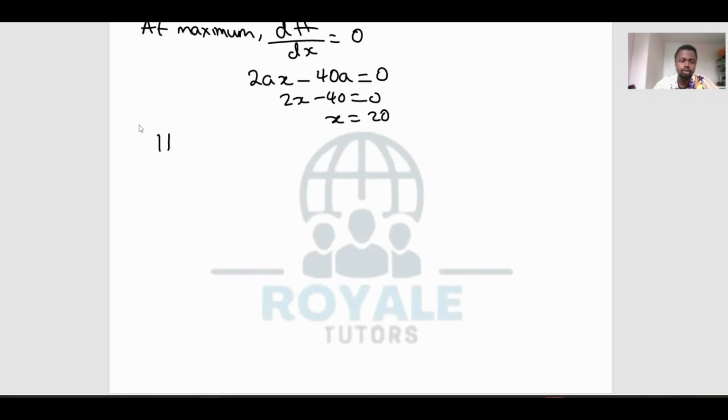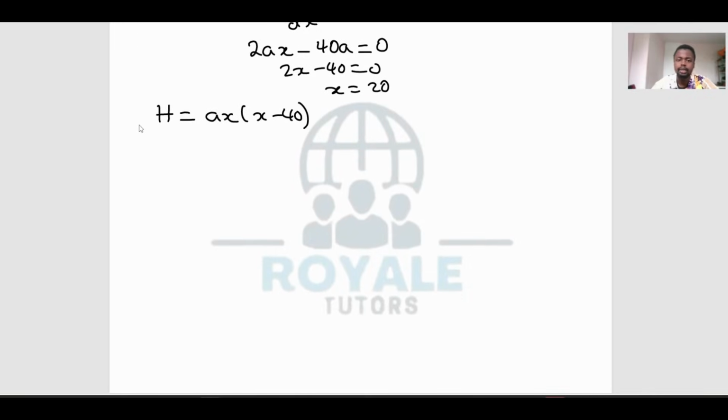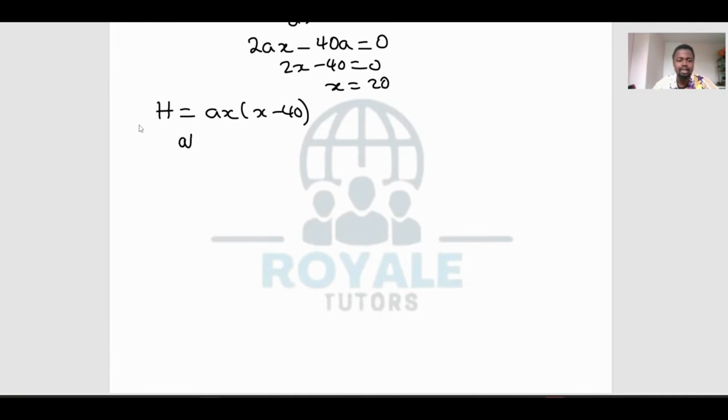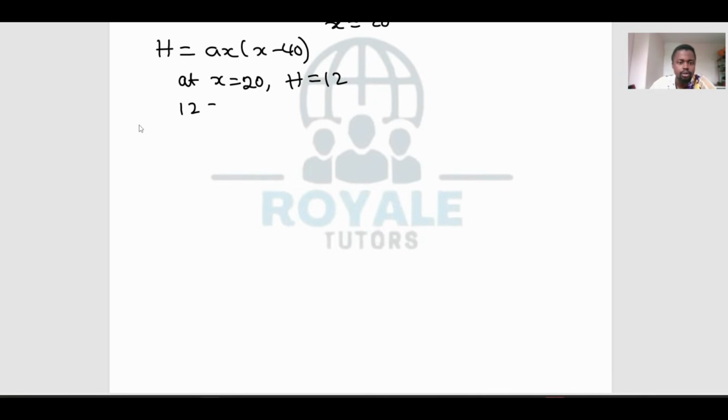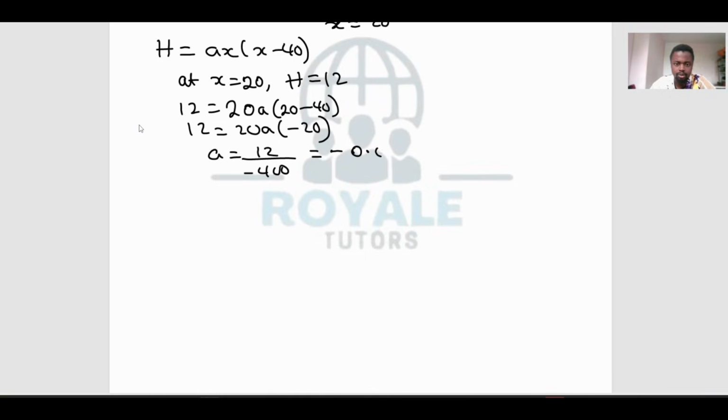Then you come back to h. Remember, this is what we got for h earlier. You come back here and then you put your x equal to 20, because at x equal to 20, which is the point where it is maximum, h is 12 according to the question. It says the maximum height it reaches is 12. So you have 12 equals 20a into bracket 20 minus 40, which is going to give us 20a into bracket minus 20. So you have your a to be equal to 12 over minus 400. And I think that should be minus 0.03.